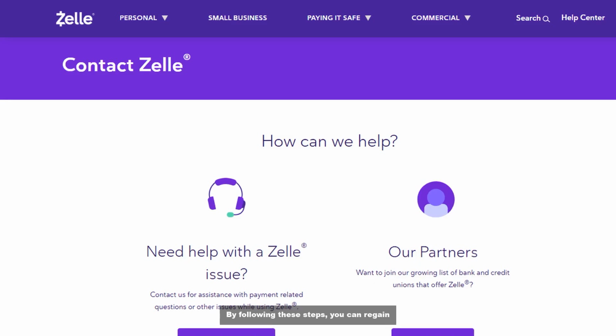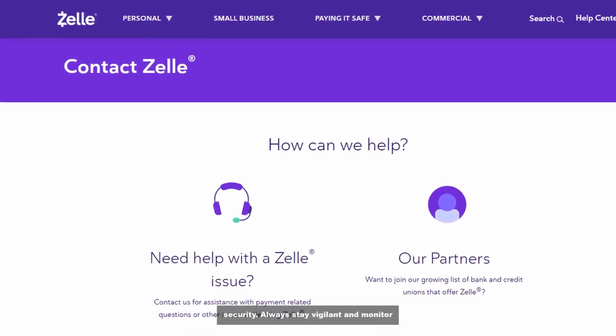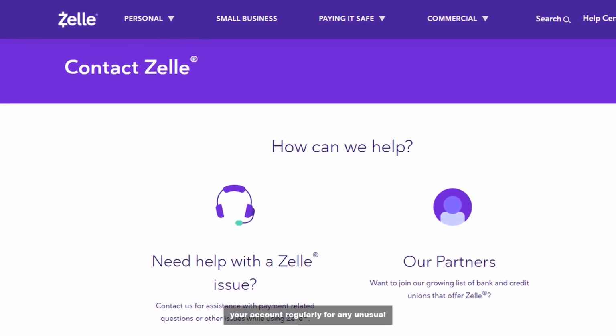By following these steps, you can regain access to your Zelle account and enhance its security. Always stay vigilant and monitor your account regularly for any unusual activity.